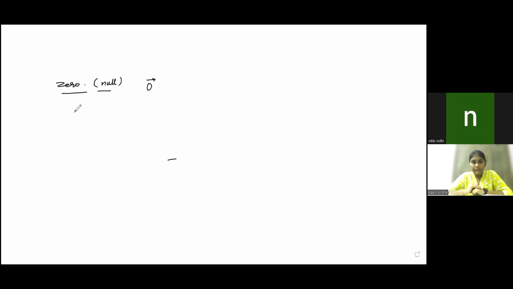In the same way, you have unit vector whose magnitude is 1 and it just shows you direction. Just shows you direction. No problem?